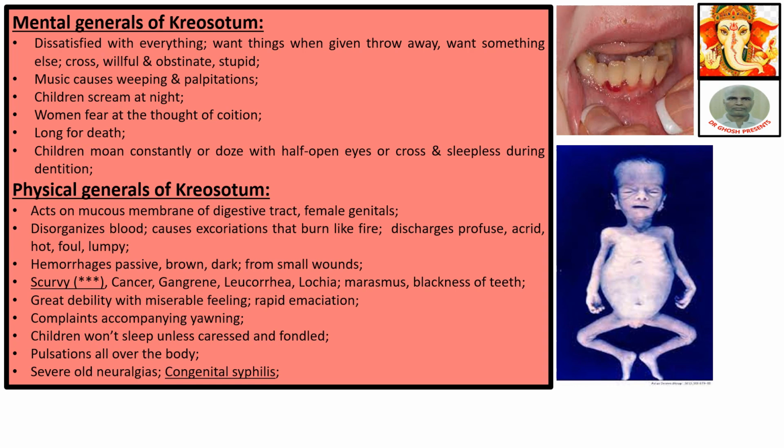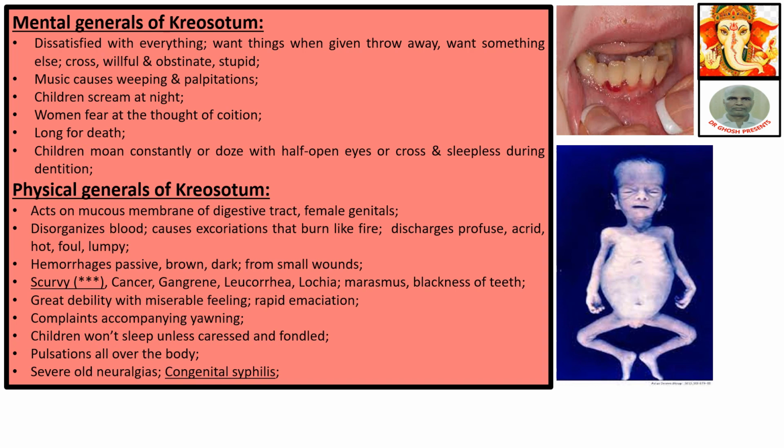Mental genus of Kreosotum: dissatisfied with everything. Want things when given, throw away, want something else. Cross, willful and obstinate, stupid. Music causes weeping and palpitations. Children scream at night. Women fear at the thought of coition. Long for death. Children moan constantly or doze with half open eyes or cross and sleepless during dentition.